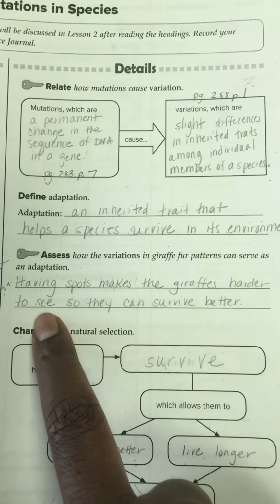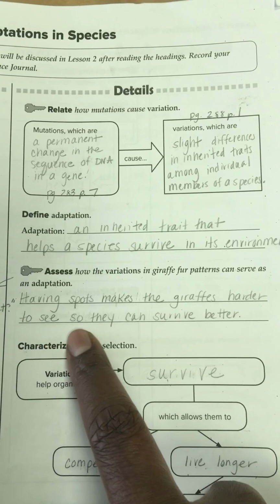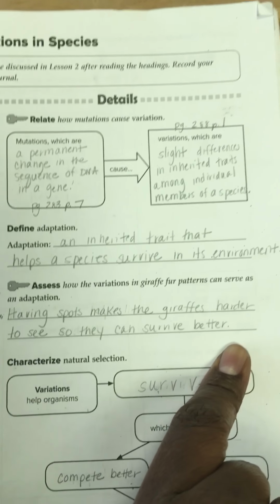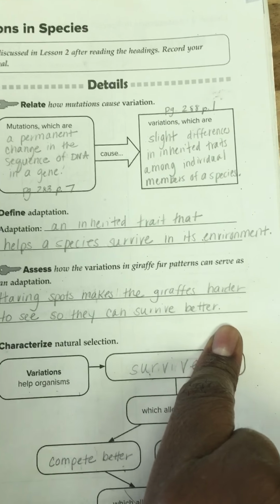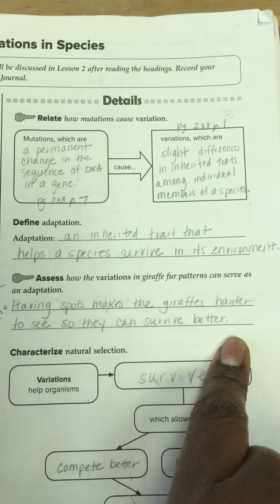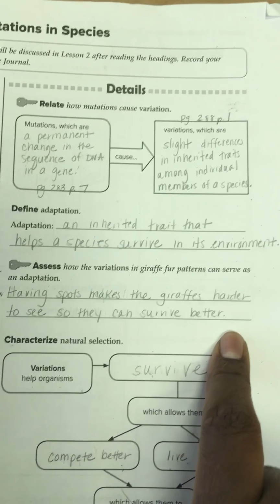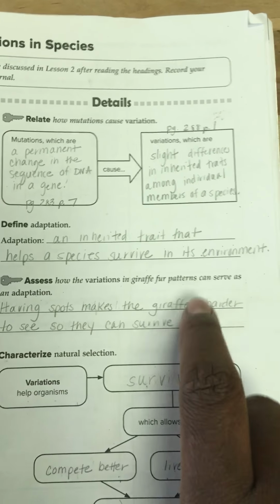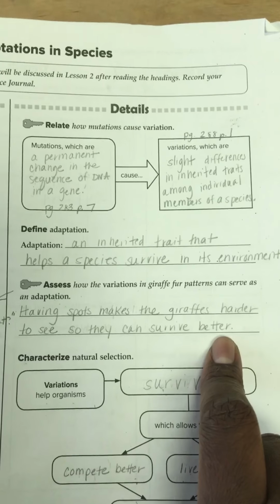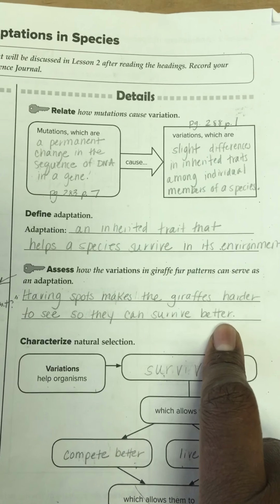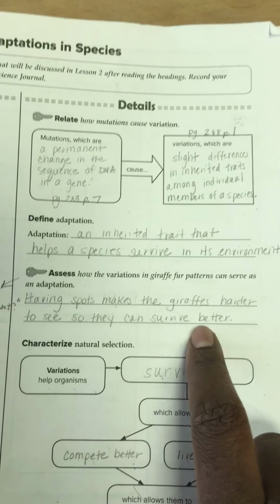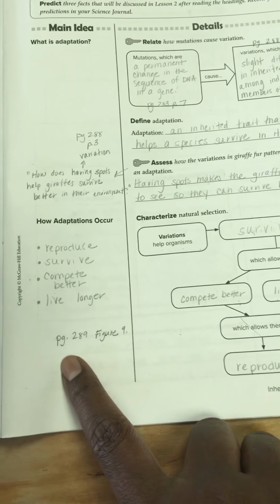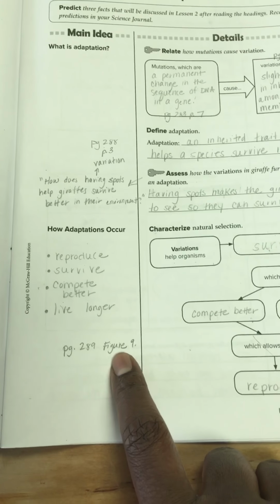So the answer to this was having spots makes the giraffe harder to see so they can survive better. Another way to say that is having spots helps them blend in, and if they blend in, the predators can't see them, and if the predators can't see them, the predators don't eat them and they live longer. There's a whole bunch of different ways to answer this question, but what you really needed to show me is that having spots helps them blend in, and blending in helps them survive better.